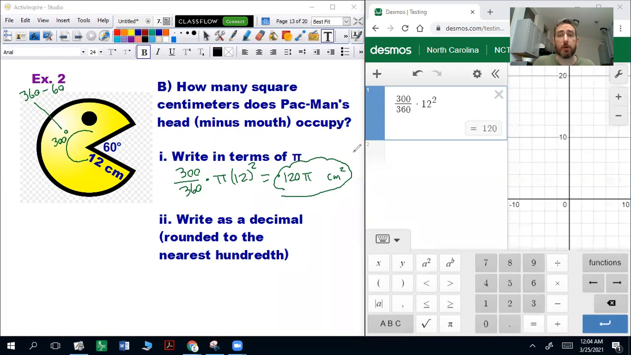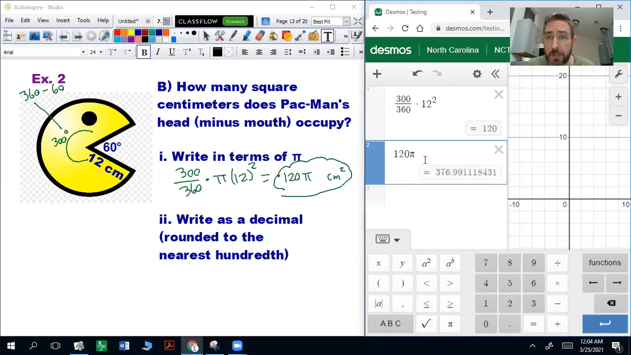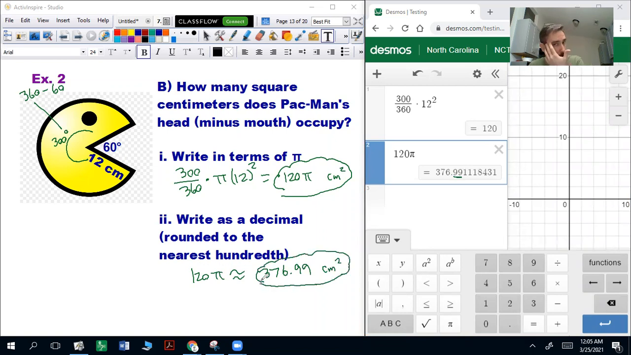All right, as a decimal, 120 pi is approximately 376.9, about 377 centimeters squared. So I'll round that up, or maybe I'll go to 0.99. So 120 pi is approximately 376.99 square centimeters. So he approximately takes up the space of 377 square centimeters. Well, that is your Pac-Man problem.